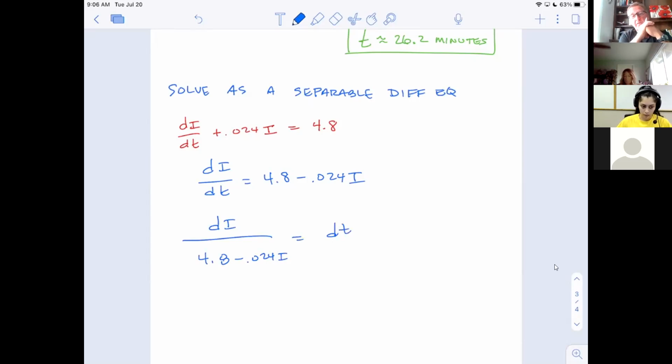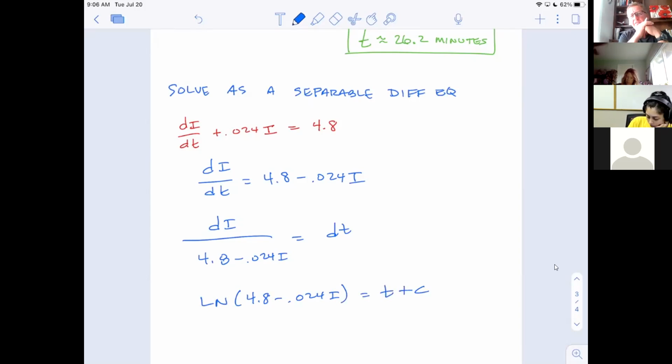Now you really do have all the i's on one side, and, well, there aren't any t's, but all the i's are on the same side with the i's, and there's nothing on the other side. And so now when you take the integral, and I won't belabor this point, the integral of 1 over junk is the natural log of the junk. And the integral of 1 with respect to t would be t.